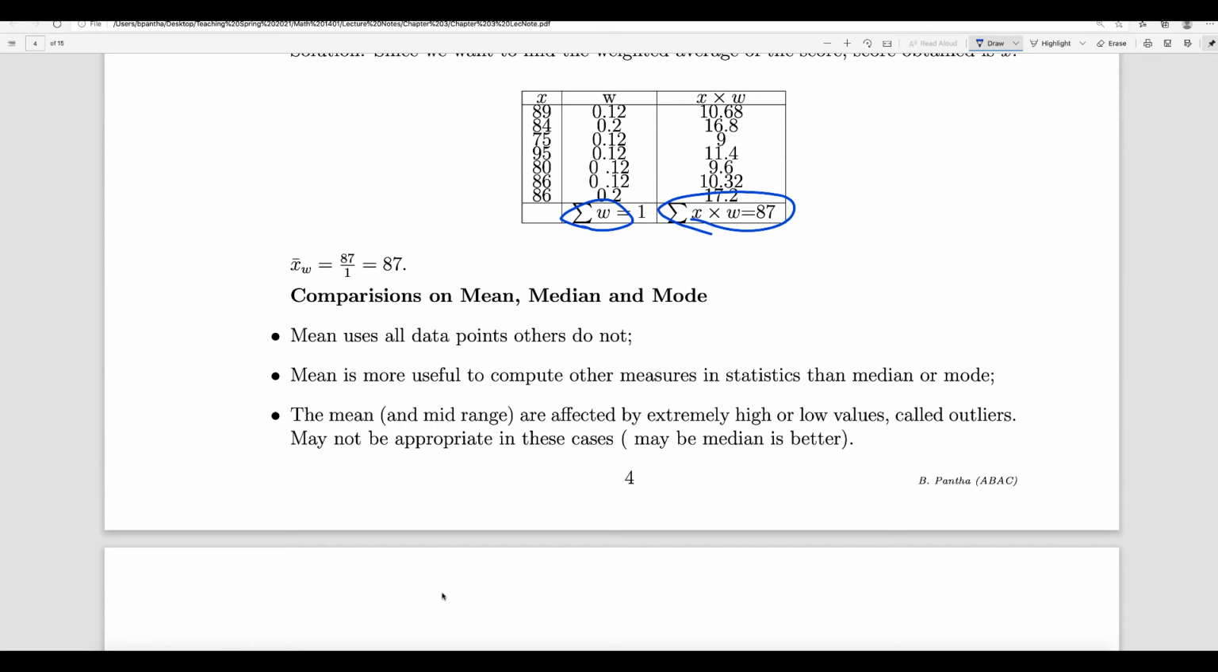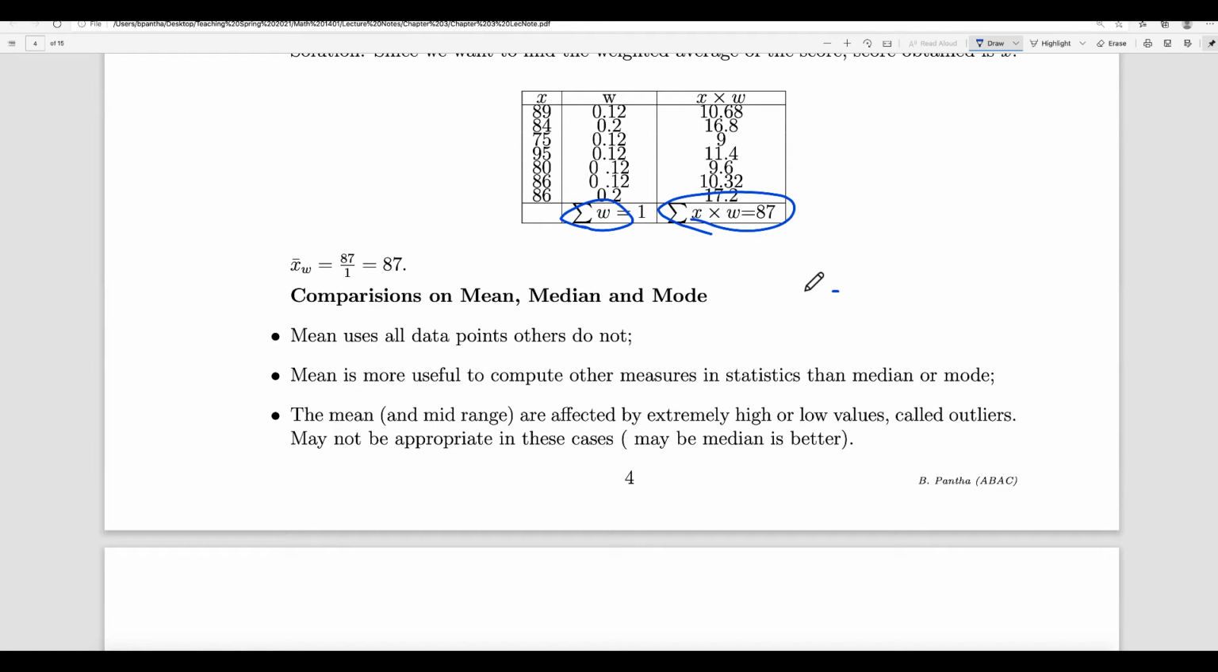So what is the difference between mean, median and mode? Let's talk briefly about that, and then we will talk about how to find the variation of the data. Okay. So the mean uses all data points, others do not. What does that mean? That means if you want to find out the mean of a data set, you need to add all those data and divide by the number of data. So the mean uses all the data.